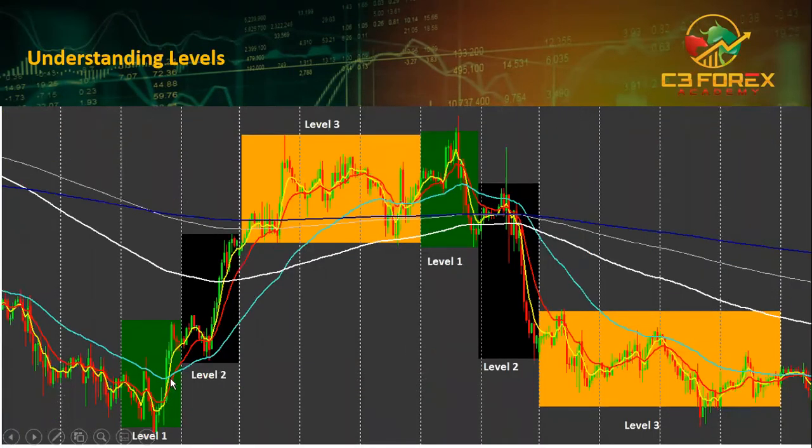Closer look. 13/50 EMA cross right here, close, level 1. Stop on low rise, level 2. Stop on low rise, level 3. Held the level. Stop on high drop. 13/50 EMA cross, close, create level 1. Stop on high drop, level 2. Stop on high drop, level 3.